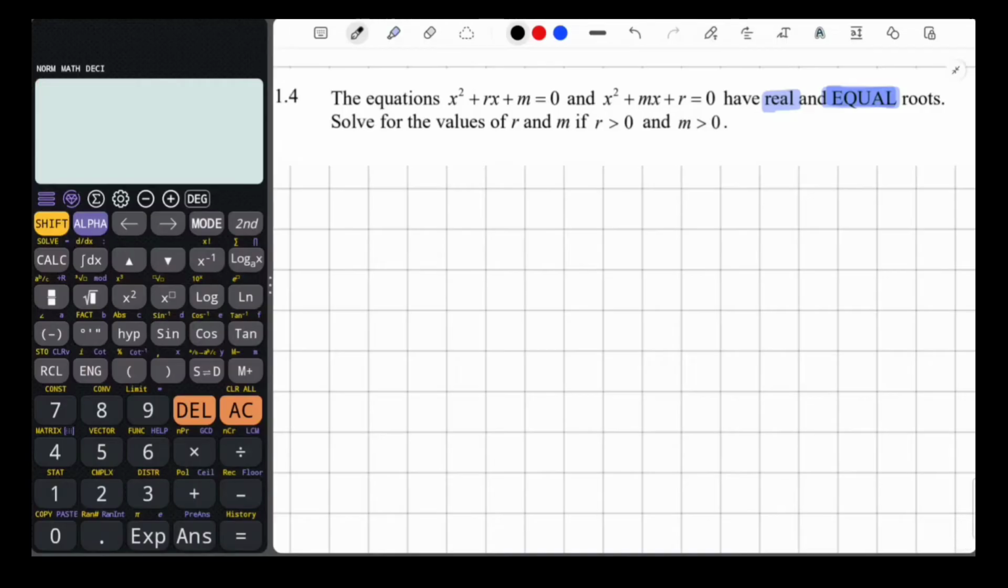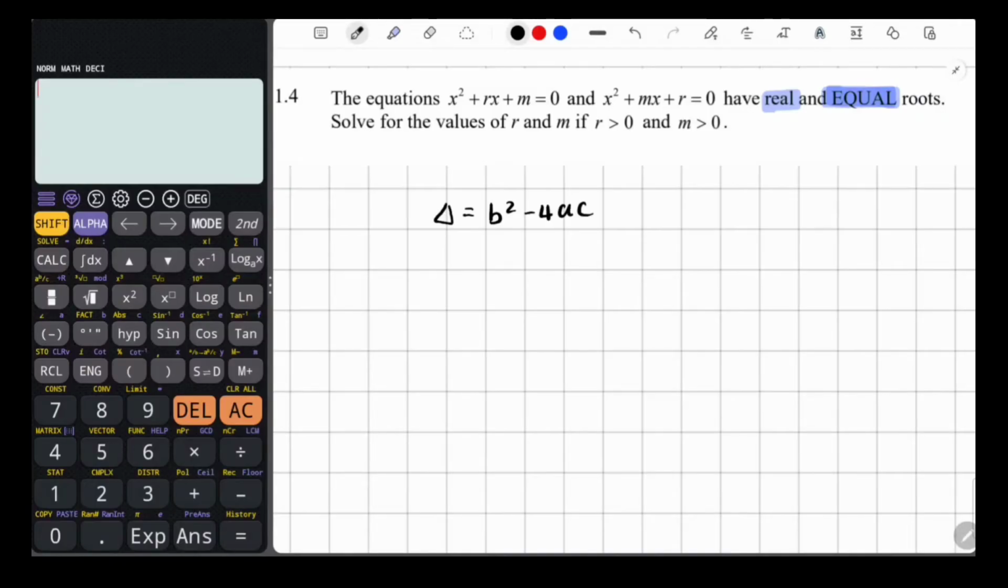Because they're emphasizing the roots being equal, you have to look at what deals with the nature of roots, whether you have equal roots or unequal roots. The only thing that deals with the nature of roots is delta. And remember, delta is equal to b squared minus 4ac. What delta tells you is the type of roots that you're going to get. They specifically want equal roots.